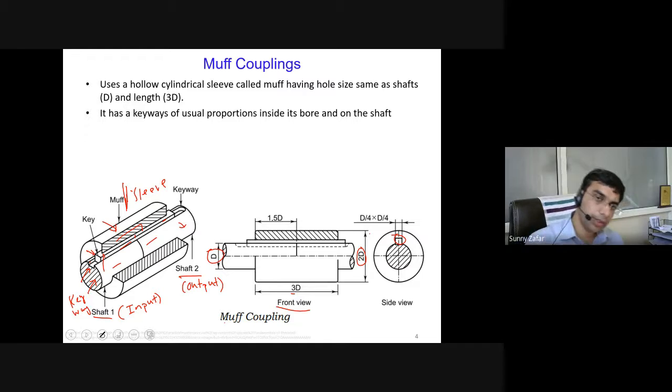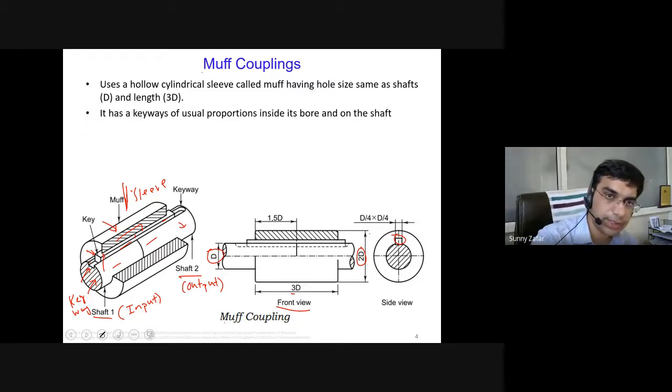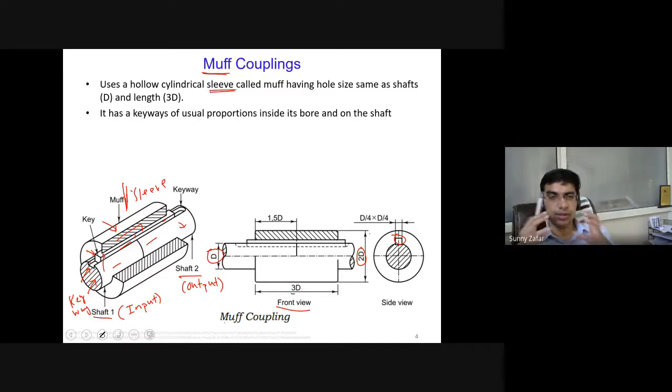So now I hope you understand this word muff. Muff is nothing but another name for the sleeve, which has a hole. The internal diameter of the muff will be equal to the diameter of the shaft. The external diameter of the muff is twice the diameter of the shaft, and the length of the muff is three times the diameter of the shaft.